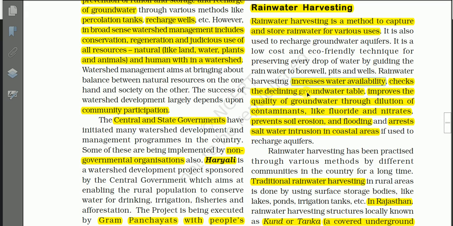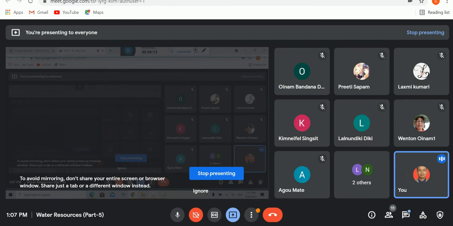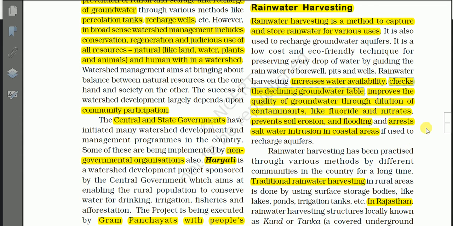Then it also checks the declining water table. When we overuse the underground water, then the water table is lowered, the water table declines. In that case, if we do rainwater harvesting and recharge the aquifer, then the declining groundwater table will be checked. Then rainwater harvesting also improves the quality of groundwater through dilution of contaminants like fluoride, nitrates.